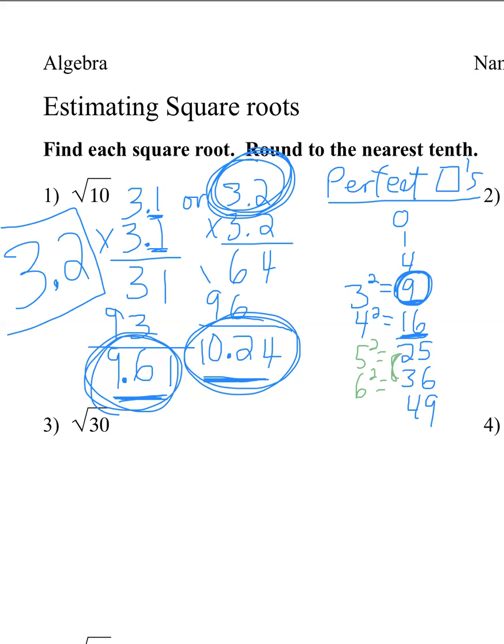So then I ask myself, okay, 30. 30 is almost smack dab in between 25 and 36, right? It's awfully close. So I'm going to guess that I'm in between 5.4 and 5.5. I'm going to guess that it's one of those two. So let's go ahead and square them both and see where we land.